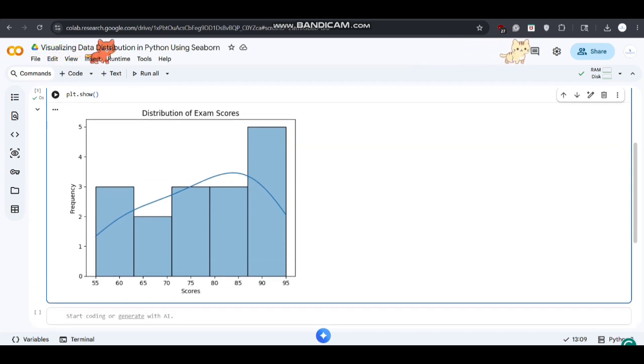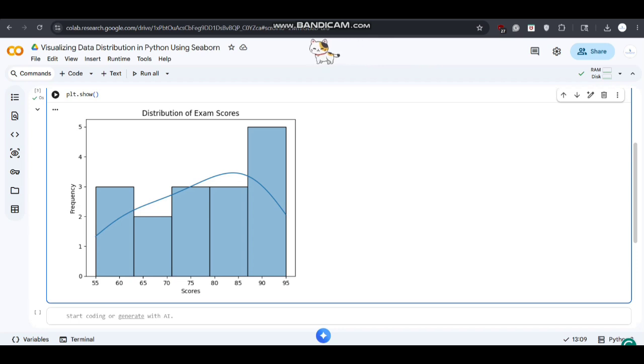Now let's understand the distribution plot. Each of the bars represents the frequency of four ranges. The taller bars indicate that more values fall within that interval. And the smooth curved line, which is called the KDE curve, helps to visualize the overall distribution pattern.